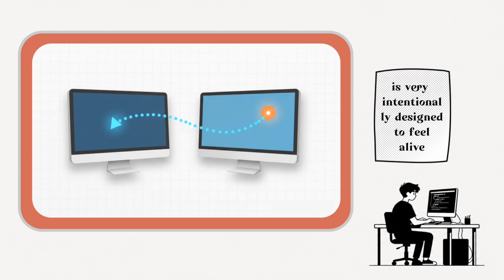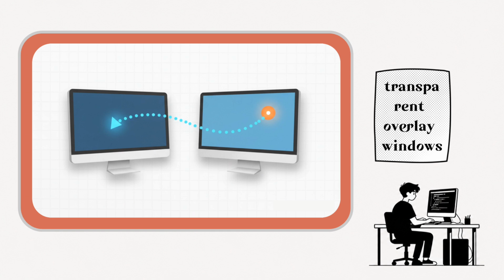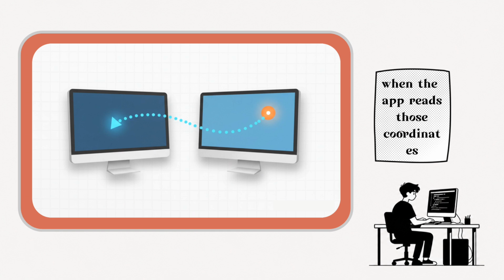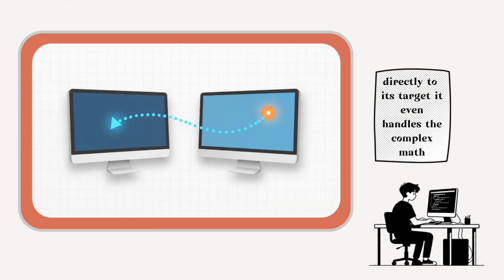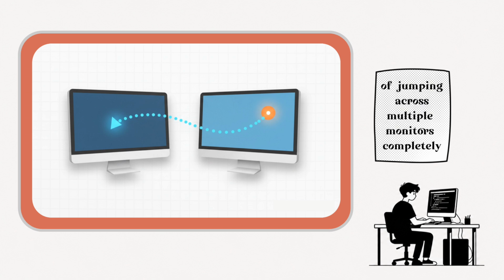And the way it moves is very intentionally designed to feel alive. Clicky uses invisible, full-screen, transparent overlay windows. When the app reads those coordinates, it doesn't just instantly teleport the blue triangle. It uses quadratic Bezier curves, so the cursor realistically swoops and arcs across your screen directly to its target. It even handles the complex math of jumping across multiple monitors completely seamlessly.